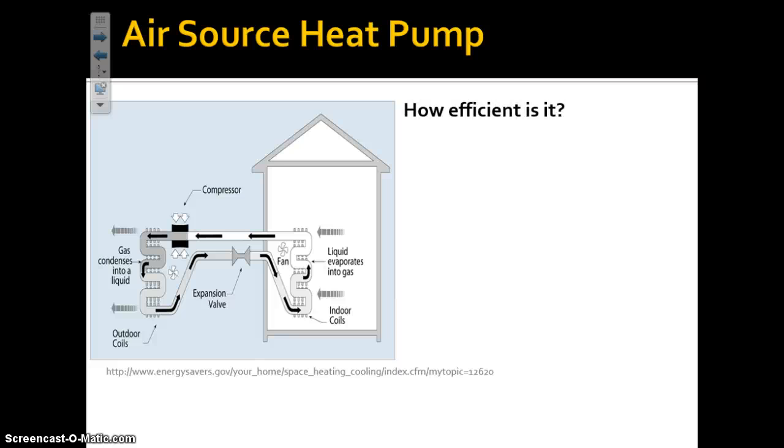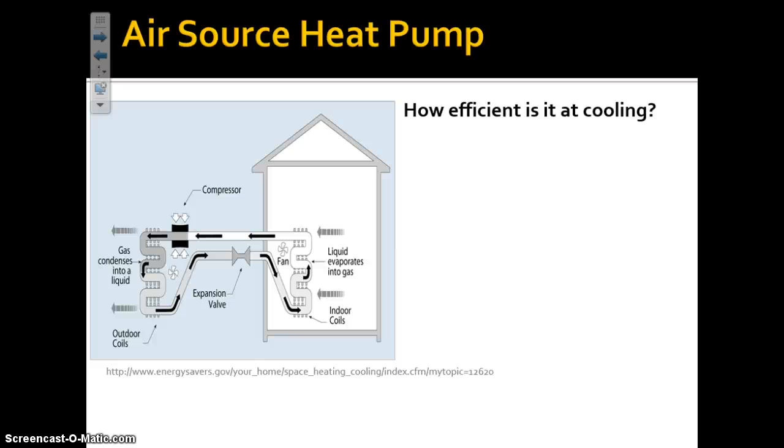Good question: how efficient is this? Why do we use a heat pump? As it turns out, they're very efficient. If you ask the question, how efficient is it, it's actually not exactly the right question. What you really want to know is how efficient is it at cooling and how efficient is it at heating. To measure that, it's not technically called an efficiency because you're not converting electricity directly to heat. So efficiency is a little bit of a misnomer, but for our purposes, we'll just call it the efficiency.